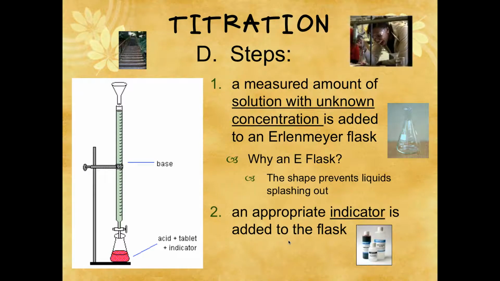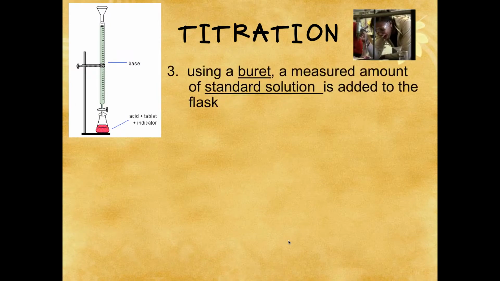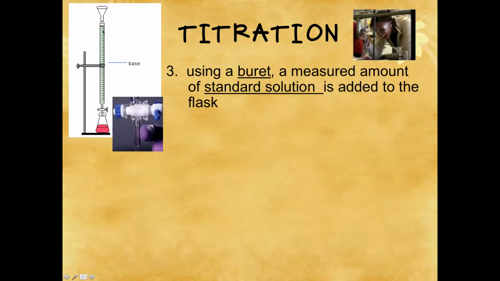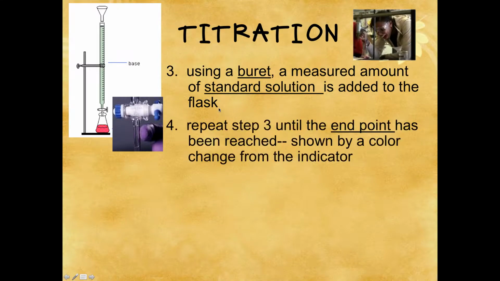Okay, so you measure your unknown, you add your indicator, and then using this thing called a burette, you turn the stopper here, and that measures your standard solution. So in this case, the base would be our standard solution, the unknown is the acid, and we're going to add base, turning the stopper, until you get to that endpoint. And again, the purpose of the endpoint says stop, your balanced equation is true. How do you know you're at the endpoint? Well, that's because you chose a specific indicator.